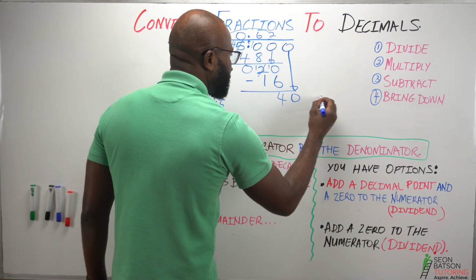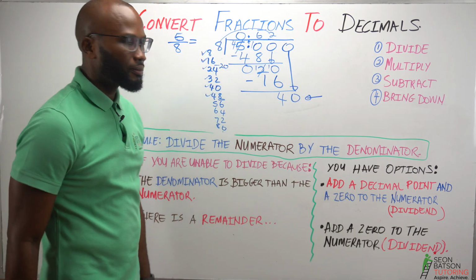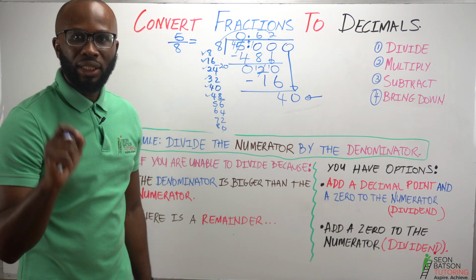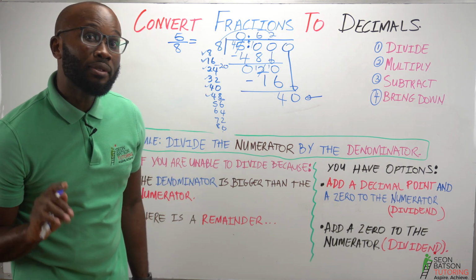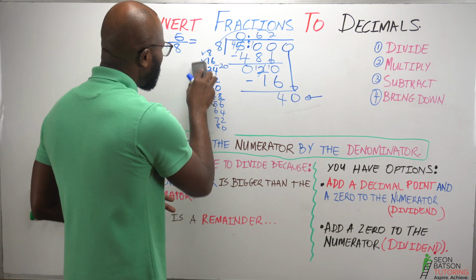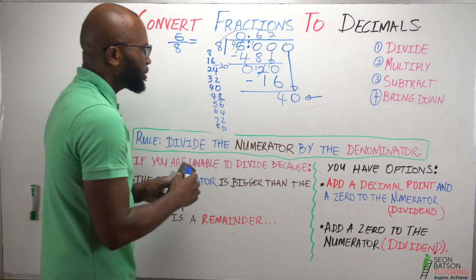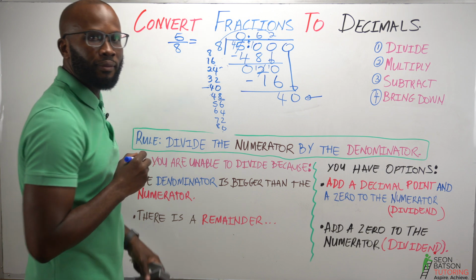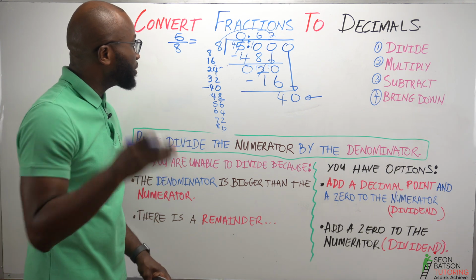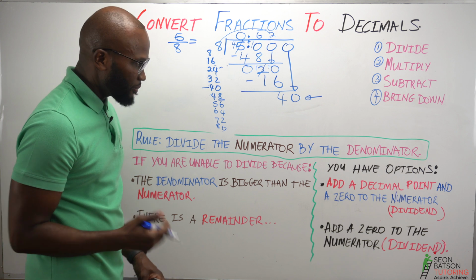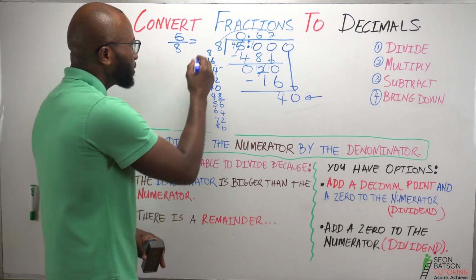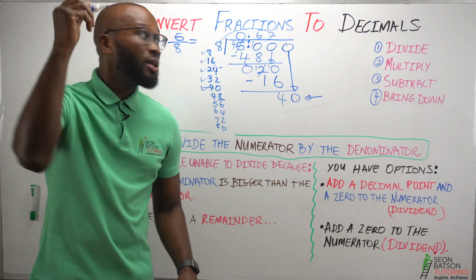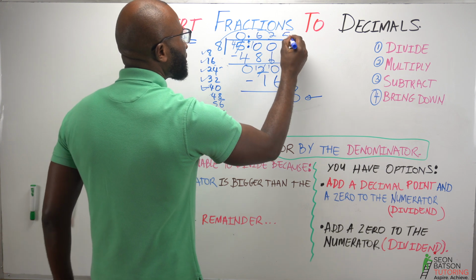Now, after adding the 0, we have 40. So we divide. How many times can 8 go into 40? 8 can go into 40 5 times. But if you aren't sure, don't worry about it. You can use your list of multiples to help you. Yes? 40 is right here. So we will count until we get to 40 to figure out how many times 8 can go into 40. Let's count. 1 time, 2 times, 3 times, 4 times, 5 times. So 8 can go into 40 5 times.